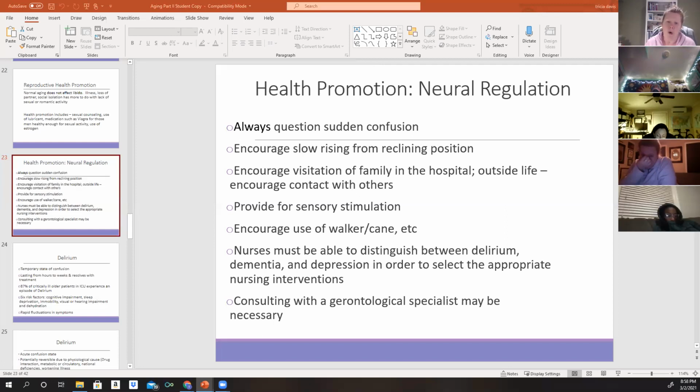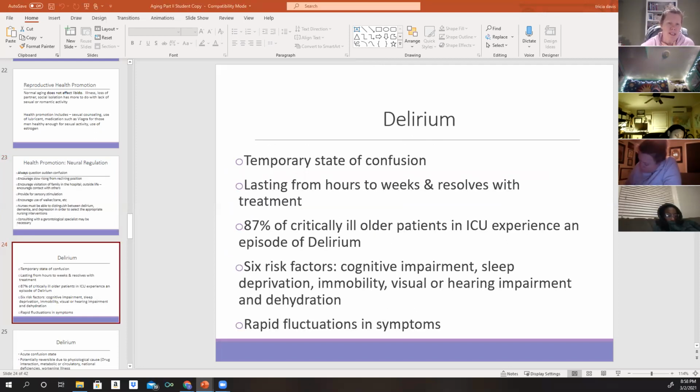As nurses, we always want to make sure that we can distinguish between the 3 Ds. And the 3 Ds are delirium, dementia, and depression, because we want to be able to make sure that we're selecting the appropriate nursing interventions. We're going to talk about all 3 of these in detail. And then if you think necessary, make sure that you are consulting a gerontological specialist, depending upon whatever it is that you see. So delirium.